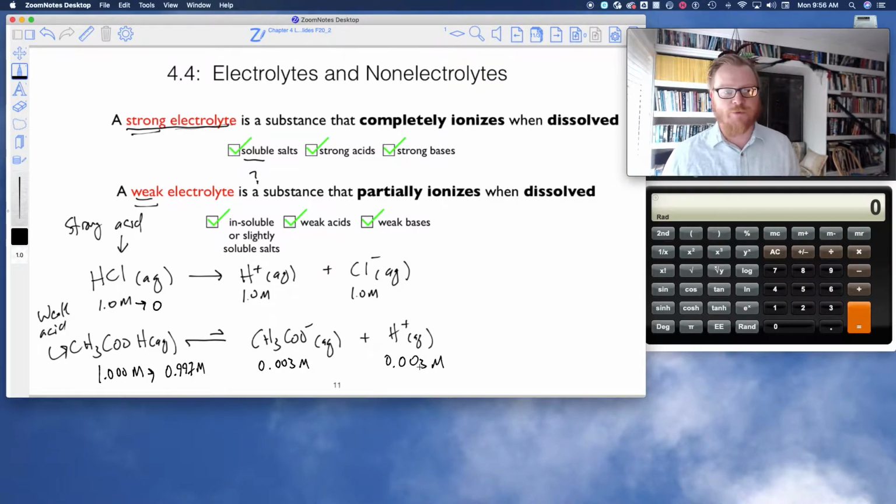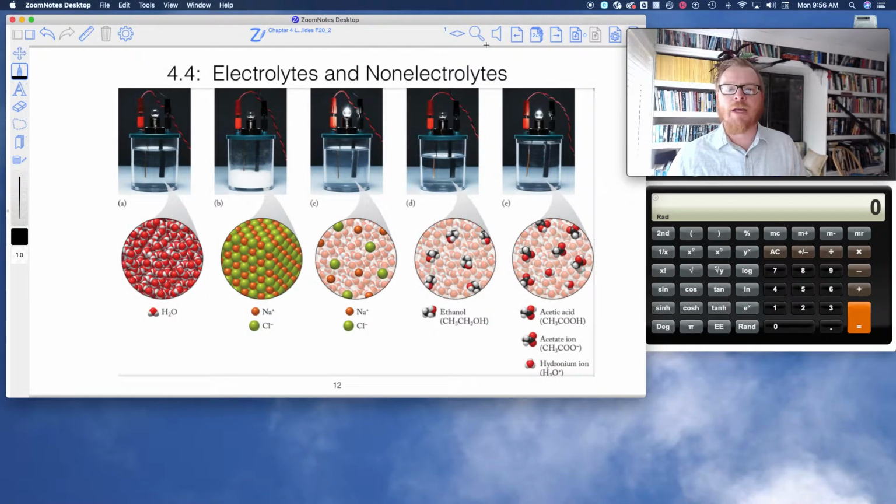And this is the story, folks, between strong electrolytes and weak electrolytes. And we're going to see this manifest not only in strong acids, strong bases, weak acids, weak bases, but also in what we call soluble salts or insoluble or slightly soluble salts, okay? And so this picture kind of summarizes that demo.